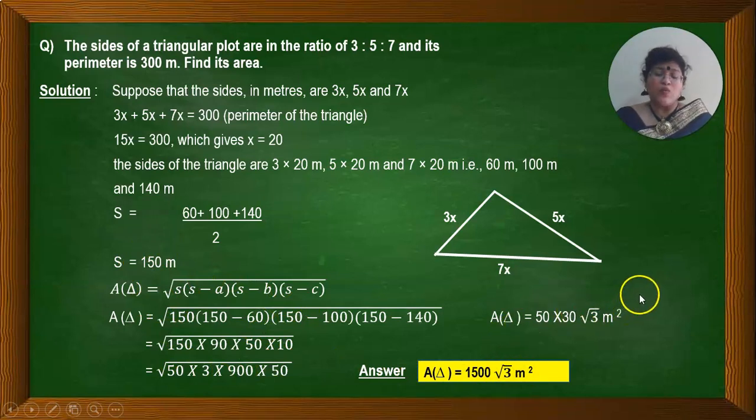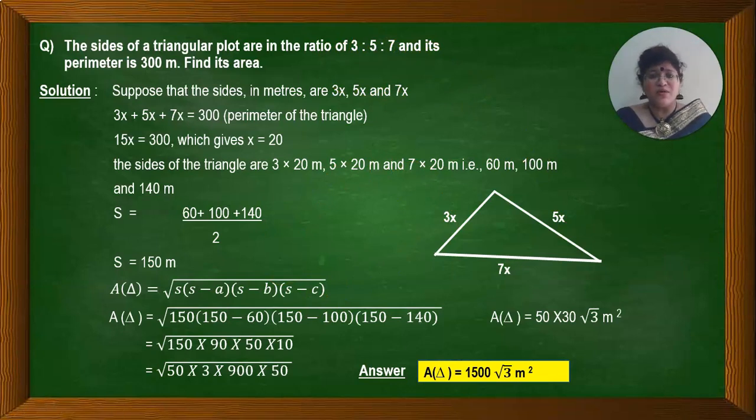So students, if questions pertaining to Heron's formula are asked, you have to keep a rough paper ready and jot down the answer, and whatever answer you get, you just have to click on the correct option. So go through these types of problems based on Heron's formula where the ratio is given. It is quite an important question.